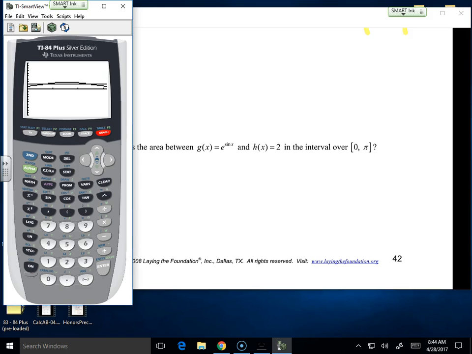Ew. That's gnarly. What am I seeing? Are you guys seeing what I'm seeing? How many intersections do we got? Oh, we got 2 of them. Stink-a-dink.